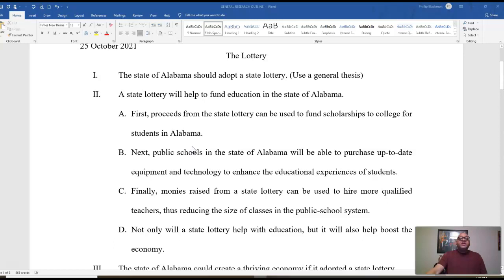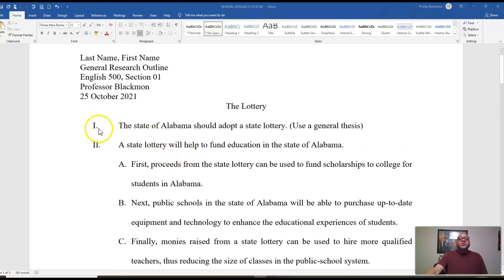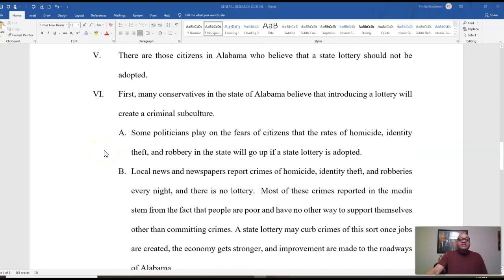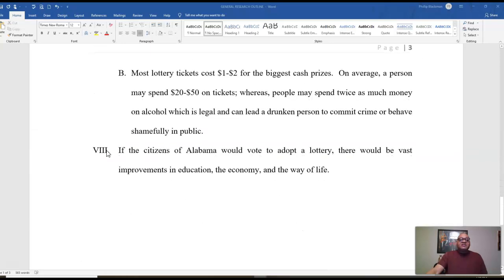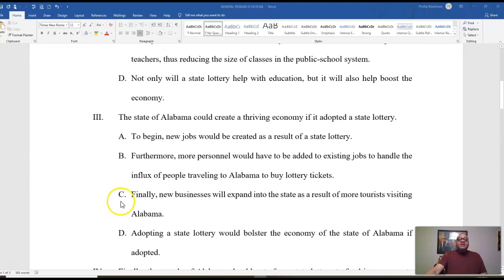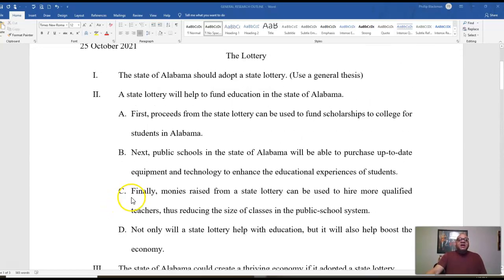Part two, and we're going to finish up the general outline. So, in part one, we talked about doing only Roman numerals 1, 2, 3, 4, 5, 6, 7, and 8. Now we want to go back and fill in the A, B, C, and D for these numbers. And remember this, your outline should look exactly like my outline.